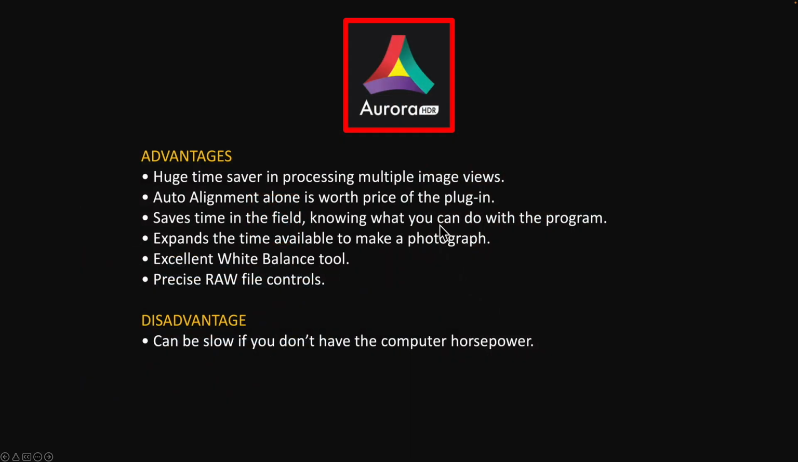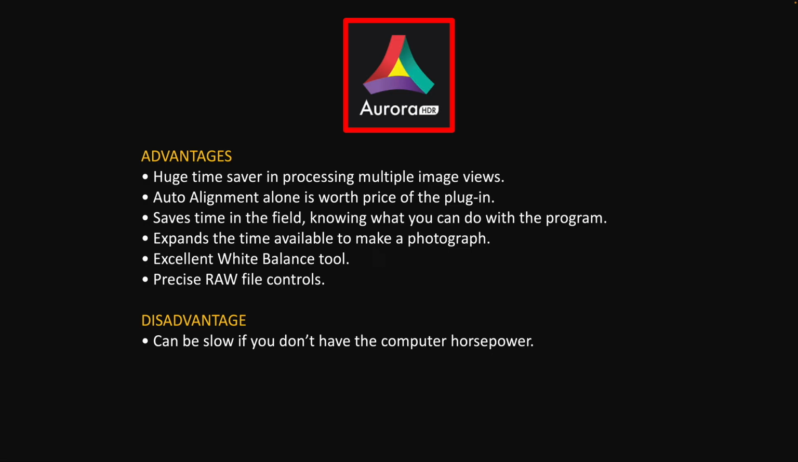Knowing what you can do with this program can affect how you actually do your work. For example, in shooting interiors, whether you need to bring lighting in. Same thing for outside. Do you need to wait for the shadows to be a certain way or the sun to be a certain way? Or can you shoot it right now knowing that you're going to be able to put these files together in a program like Aurora? Also, it expands the time available to make a photograph.